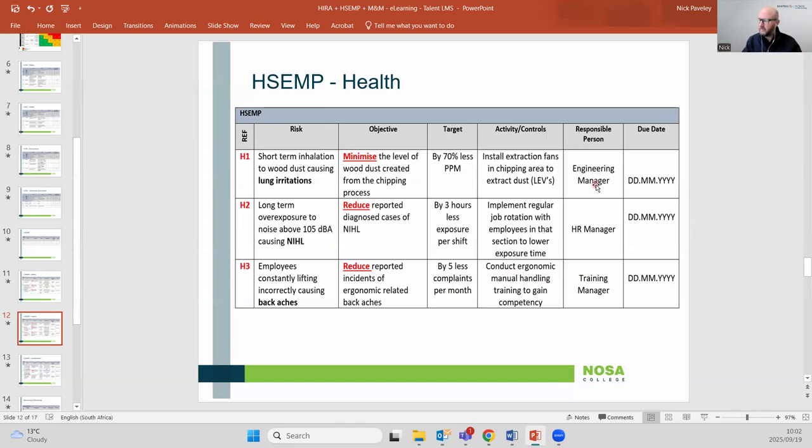Who are my responsible people for H1? This is a very complicated technical engineering control. So I'm going to allocate this responsibility to my engineering manager. This one here, I'm going to allocate it to my human resource manager. Hey guys, you could even maybe allocate this to the HSE manager. Okay? HSE manager, human resource manager. If you've got a shift manager, that will also be an applicable person.